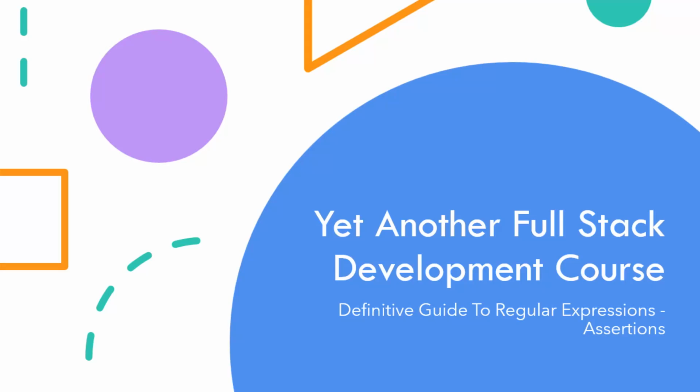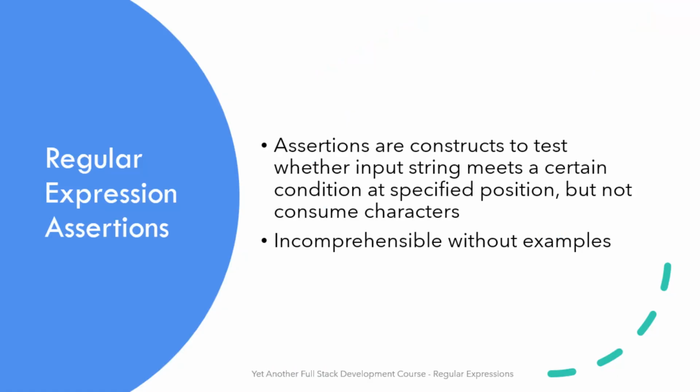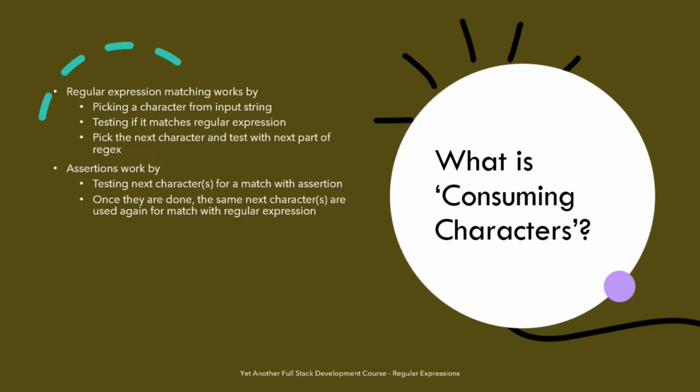With this little background, let's go over its formal definition. Formally, assertions are constructs to test whether an input string meets a certain condition at a specified position, but not consume characters. Reading this formal definition makes you realize that this is not human comprehensible by any means without examples. So let's break it down and go over some assertions with examples, and then it will start to make sense. First, let's focus on the defining characteristic of assertions, that is, they don't consume characters.